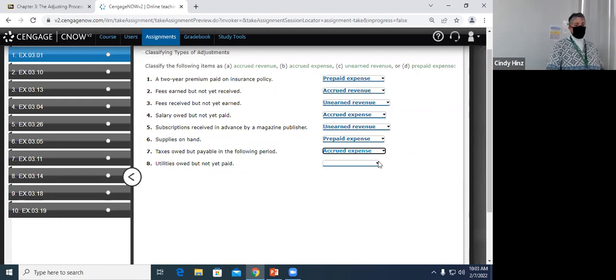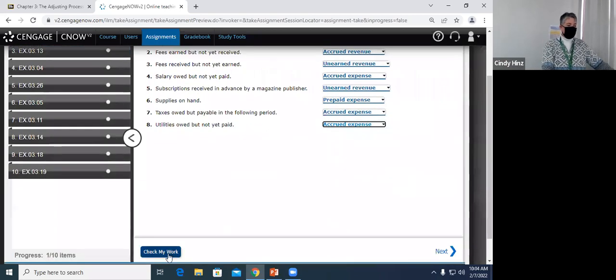And the last one, same idea. Maybe you get a bill that covers the period of February 1st to the 28th, but it's not due until the middle of March. If we were doing our financial statements for the month of February, you'd want to have that utility expense in there. You would need to, even though you're not going to pay the bill until the next month when it comes due.